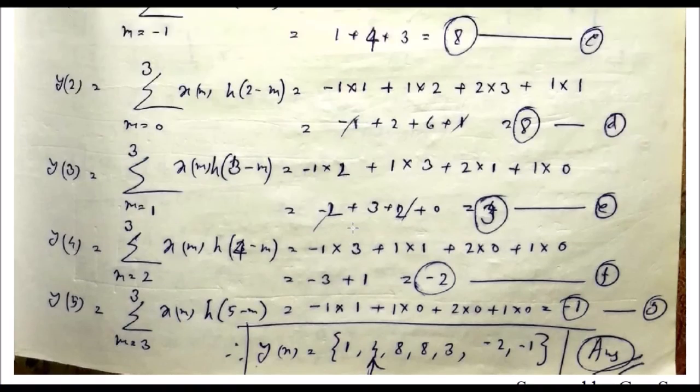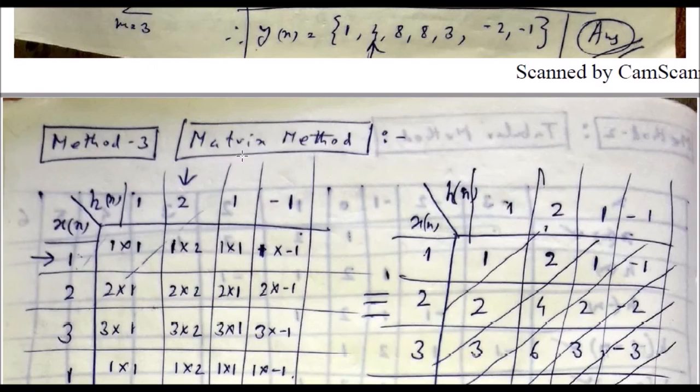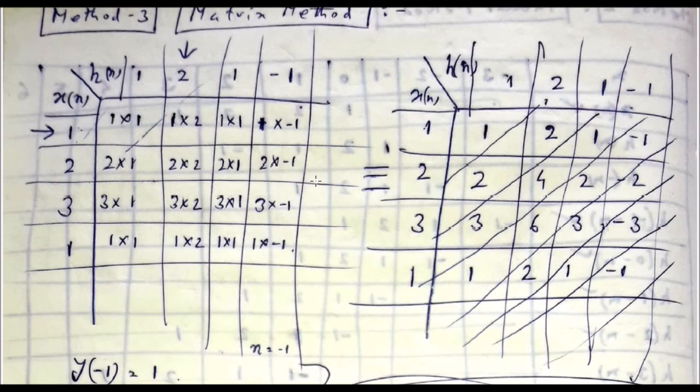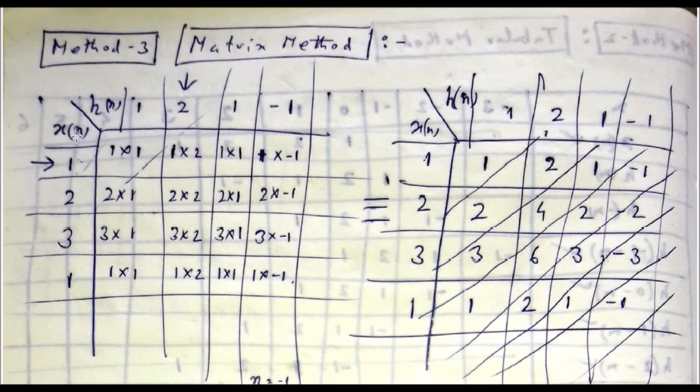And the last method, it is another shortcut method of the graphical method. The last method is the matrix method. Matrix method is the easiest and the most shortcut method. In competitive exams, generally you have to use the matrix method. Okay, suppose you have two signals, you have to make a matrix.